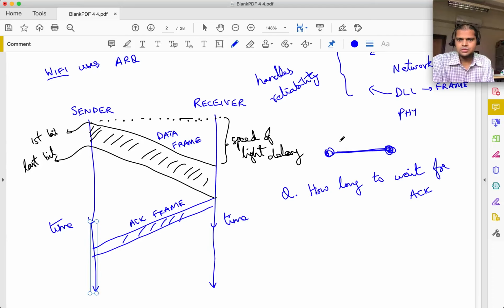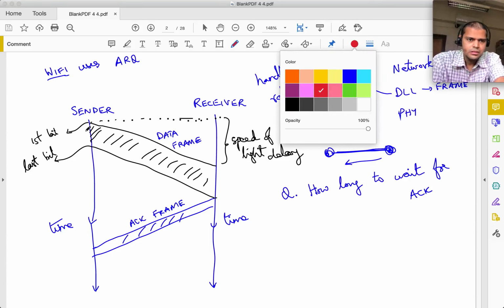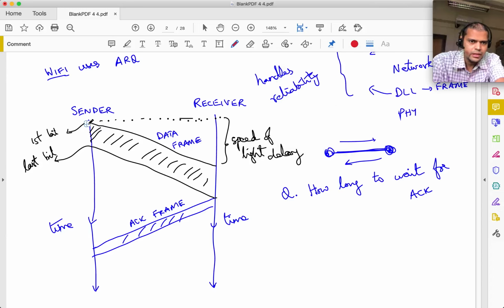So the message goes here and comes back. And what we need to do is figure out the round trip time. So let's say I start my timer over here, and let's say I measure the time till the last bit of the acknowledgement comes, and let me say that this is the round trip time.